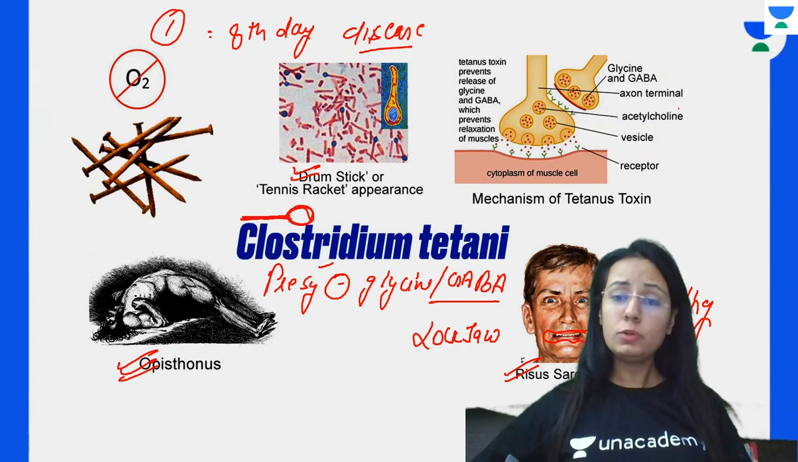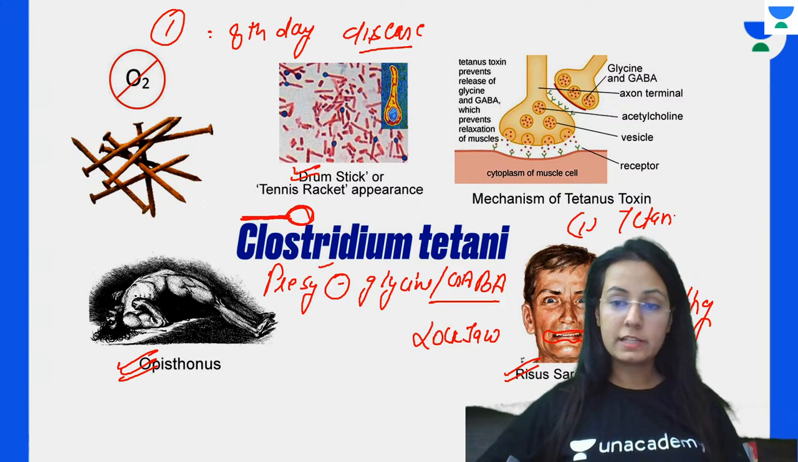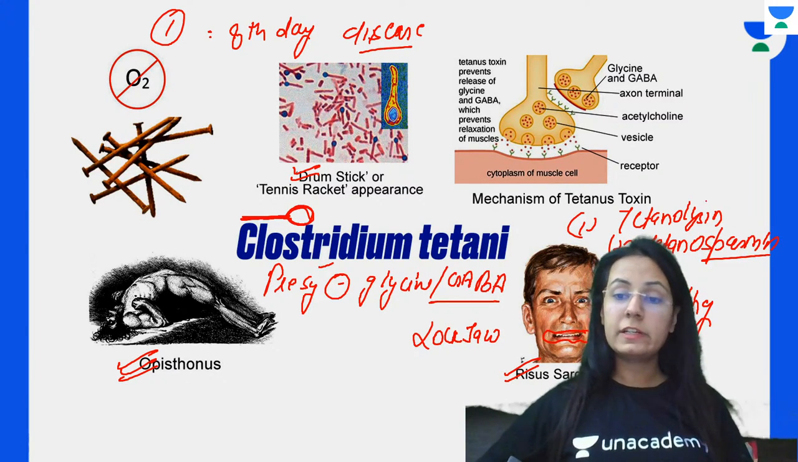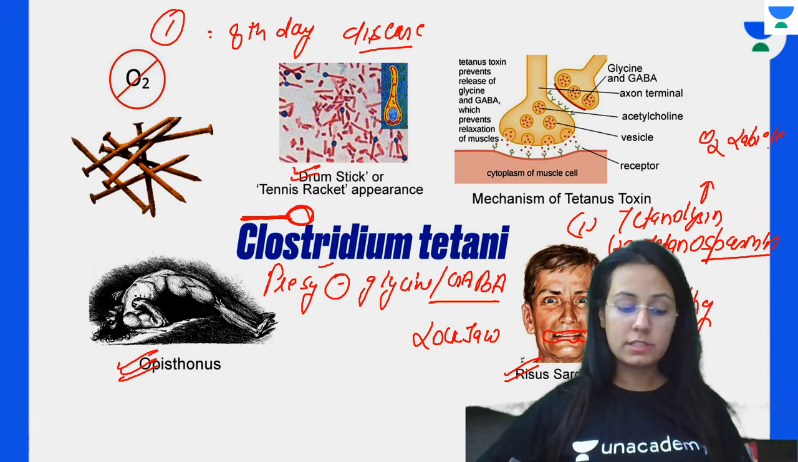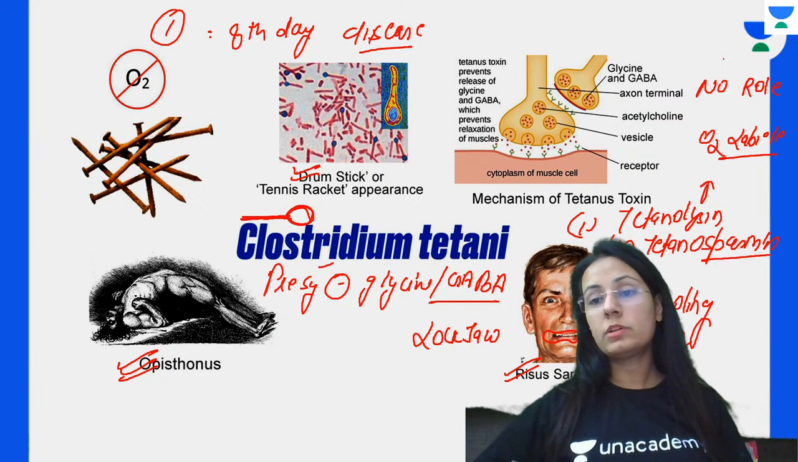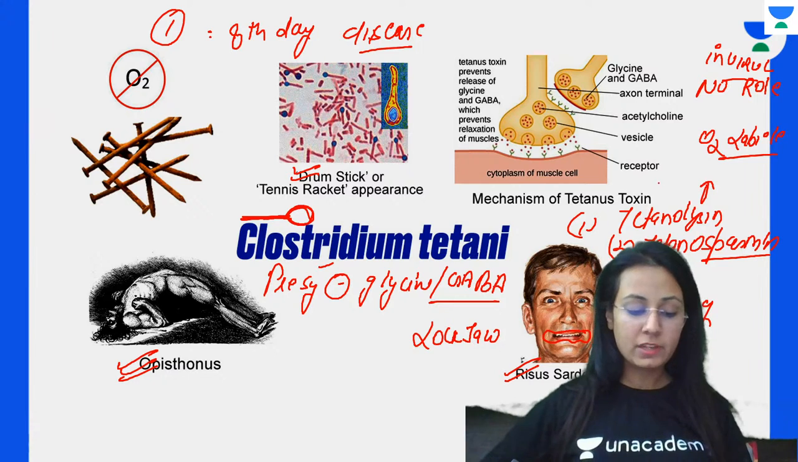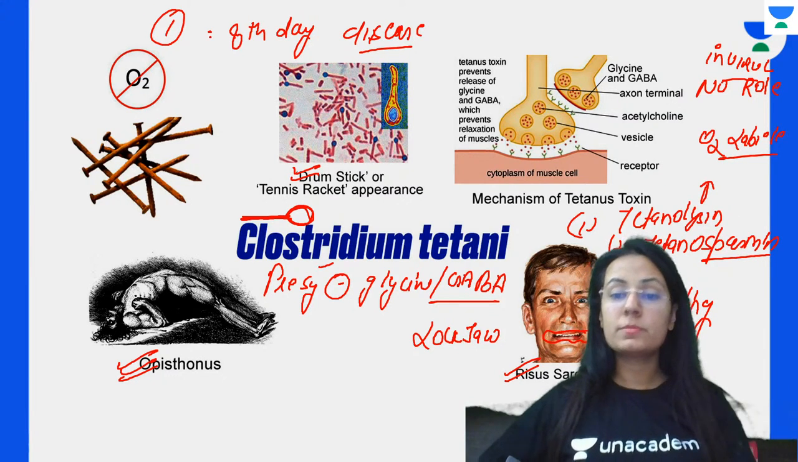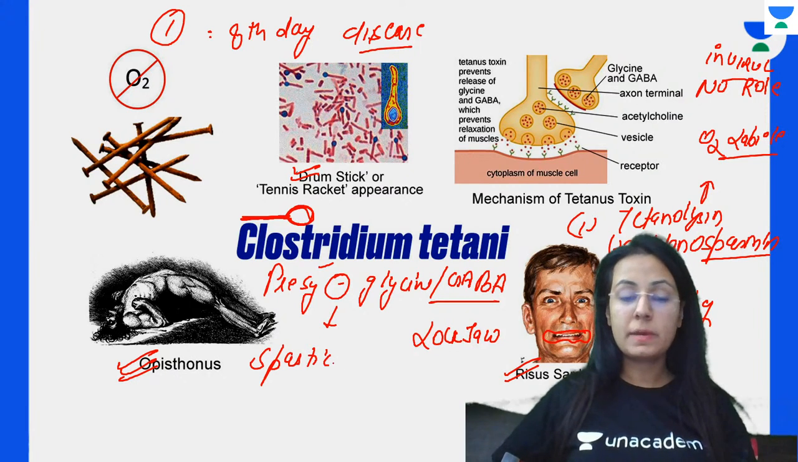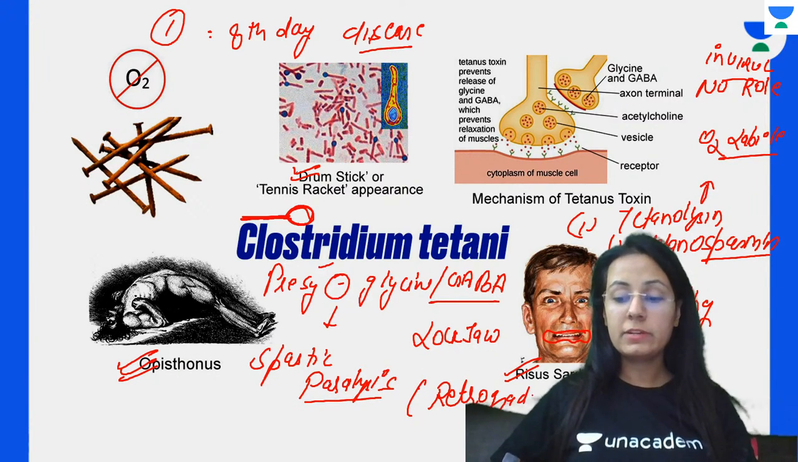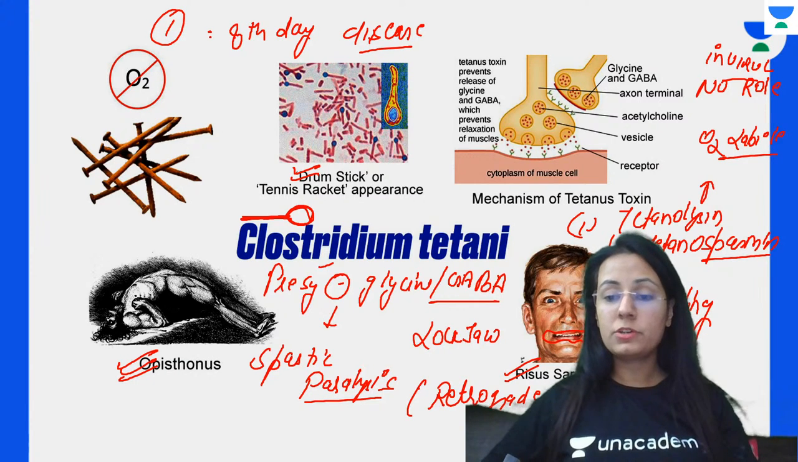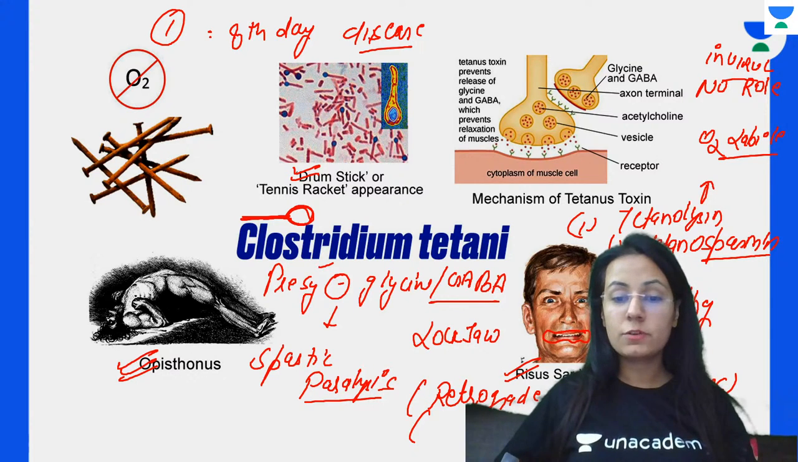All right. The two toxins that are mainly responsible are tetanolysin and tetanospasmin. Although tetanolysin is an oxygen labile toxin, it has no role in the virulence. All right. And it is tetanospasmin that is mainly responsible for the spastic paralysis. And it shows what? Retrograde axonal transport. And what is the most common site? The spinal cord and the brain stem are the site of action.